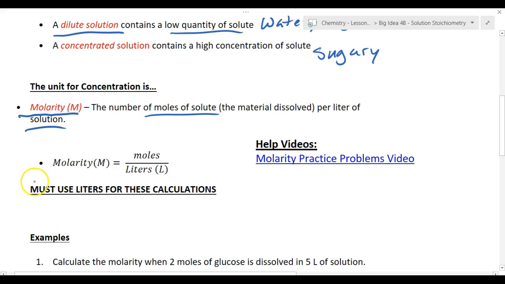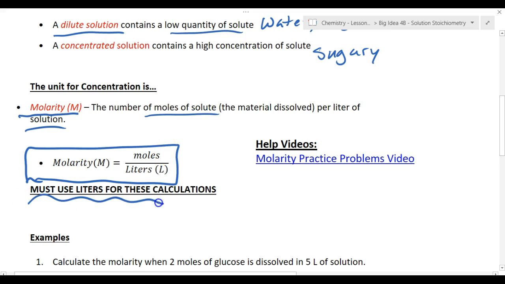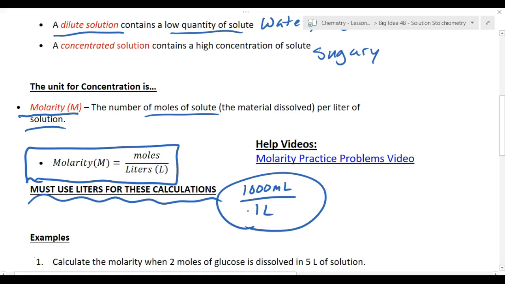Here we have our equation for it. That is something that you are going to need to memorize. You do need to know how to do that. Our equation is number of moles per liters. Very important thing: you must use liters for these calculations, not milliliters. So, important conversion, there are 1,000 milliliters in every 1 liter. If you ever need to make a conversion between milliliters and liters, this is what you use.